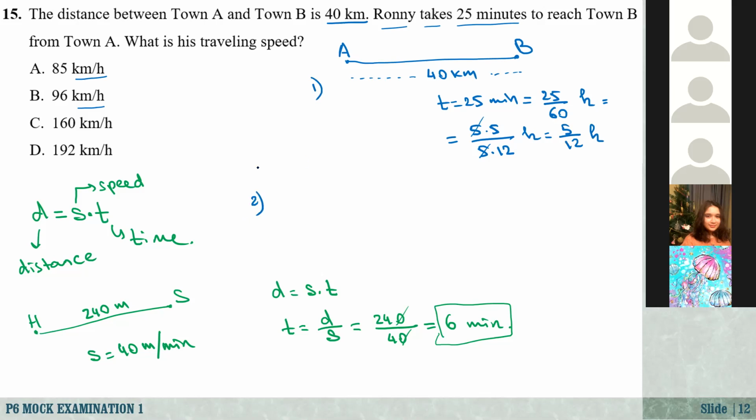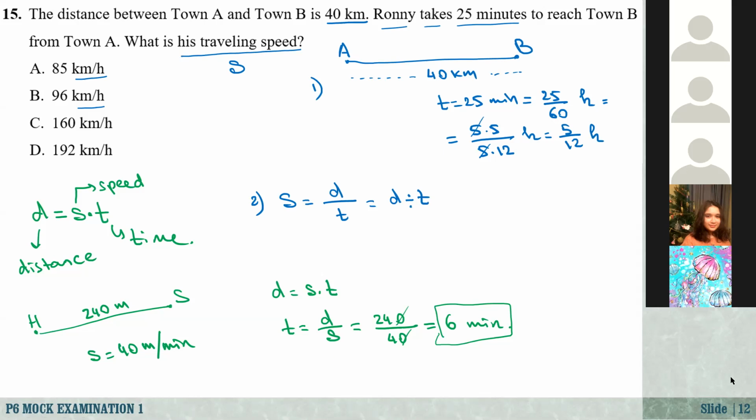Next, the question asks what his traveling speed is. So the traveling speed, let's say it is S. So the speed is equal to what? Speed equals distance over time. Over means distance is divided by time, right? So distance equals speed times time, or speed equals distance divided by time, or time is equal to distance over speed. Ismail, is it clear? You understand?